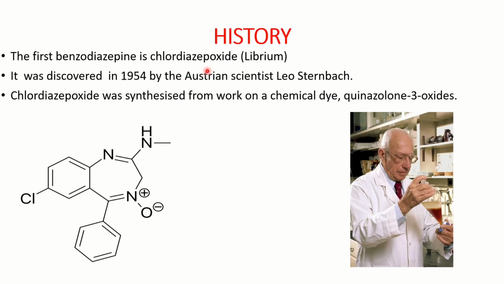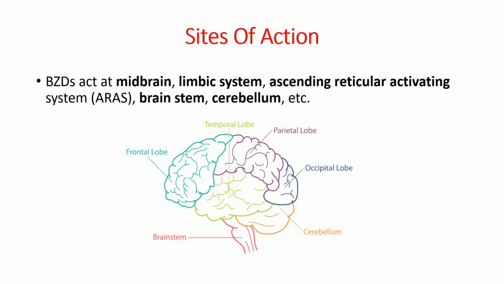Now come to the history of benzodiazepines. The first benzodiazepine is chlordiazepoxide, under the brand name Librium. It was discovered in 1954 by the Austrian scientist Leo Sternbach. Chlordiazepoxide was synthesized from work on a chemical dye, quinazoline 3-oxide. The sites of action of benzodiazepines are the midbrain, limbic system, ascending reticular activating system, brainstem, and cerebellum. These are the major sites of action for the benzodiazepines.